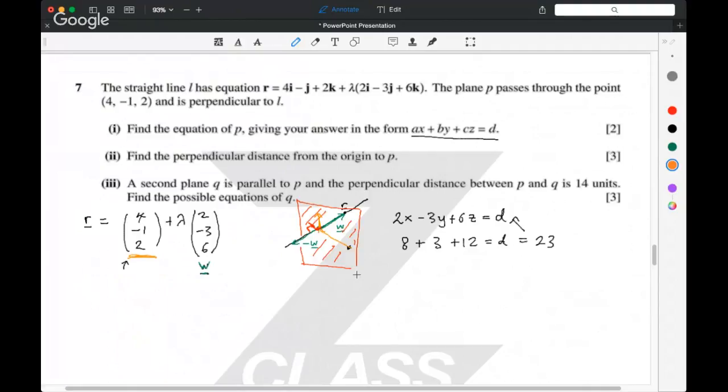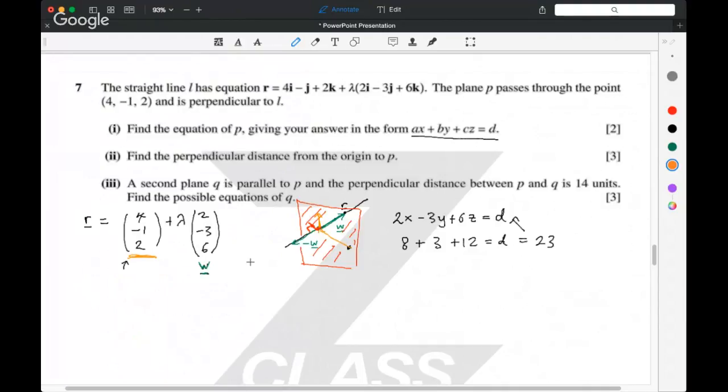Okay, so now we want the perpendicular distance from the origin to the plane. So this is a line which goes from the origin to the plane and meets it perpendicularly, i.e. it's the shortest possible distance from the origin to the plane. So I want to work with a vector that is perpendicular to the plane. Well, I already have one of these, W.